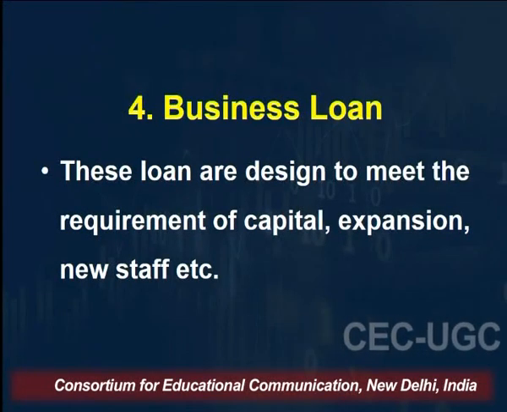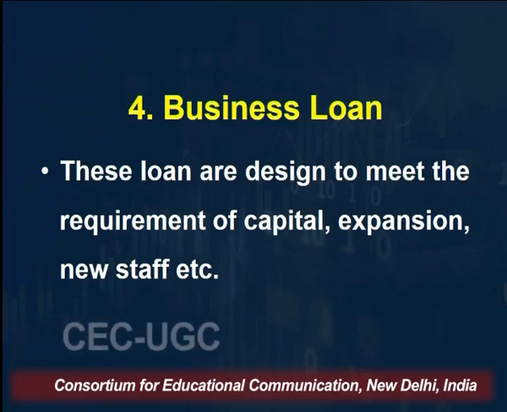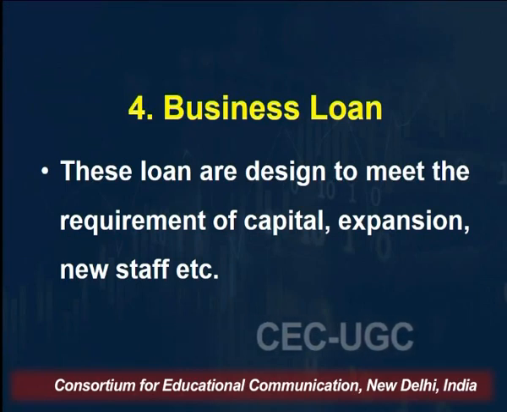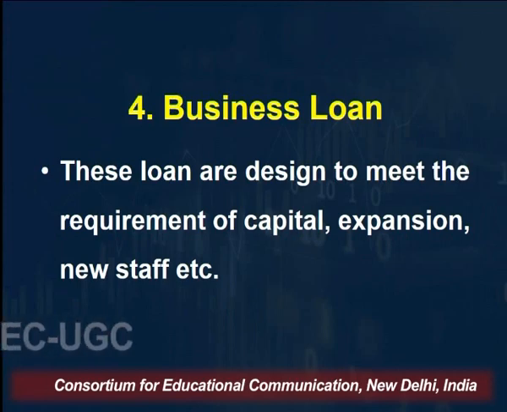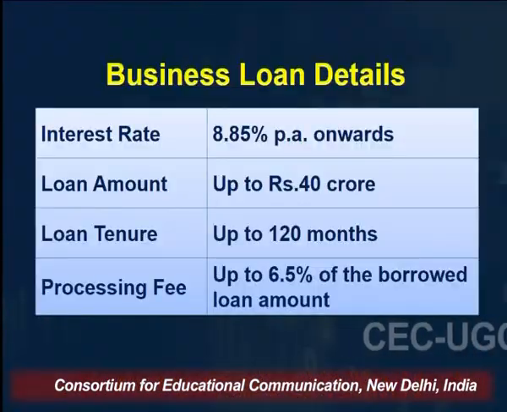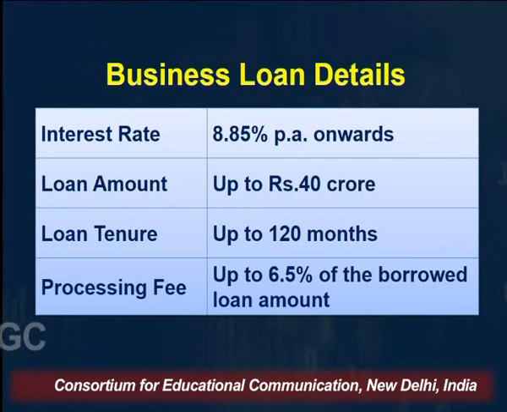Now the fourth type of loan that commercial banks offer is a business loan. These loans are designed to meet the requirement of capital, expansion and new staff, etc. The business loan details are as follows. The interest rate for the business loan is 8.85% per annum onwards. The loan amount is up to rupees 40 crore. The loan tenure is up to 120 months. The processing fee is up to 6.5% of the borrowed loan amount.